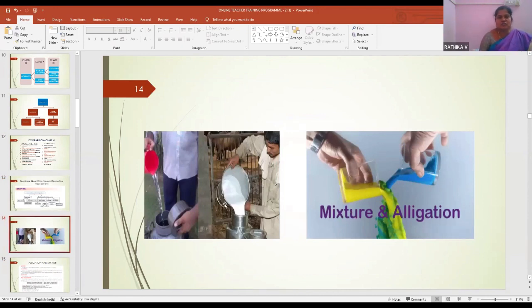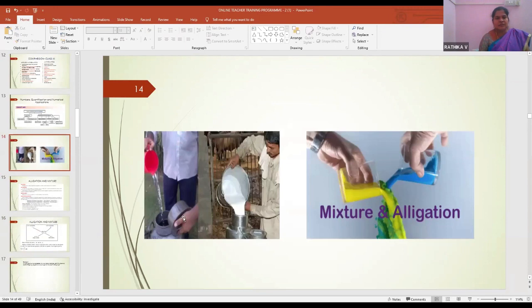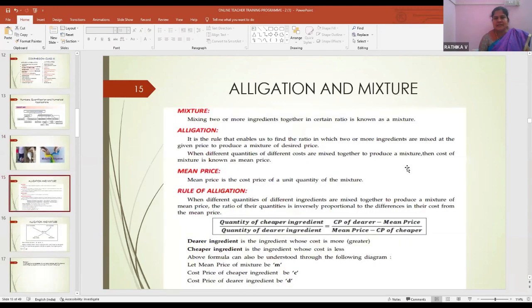So here it is two items, two ingredients, they mix together and they produce a new mixture in such a way they want to produce the desired cost amount. So to bring that, what ratio they must mix the two, it can be a liquid or it can be any items. The two items, when we mix together, we want to produce a desired cost. So what is the ratio in which we have to mix? That is the allegation and mixture.